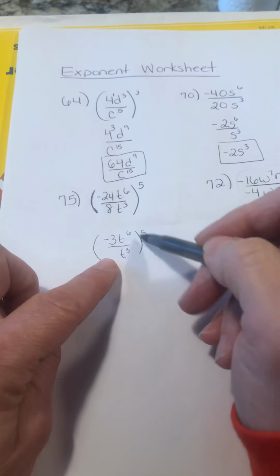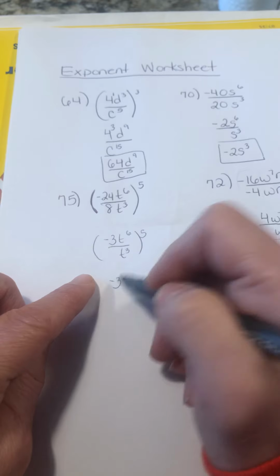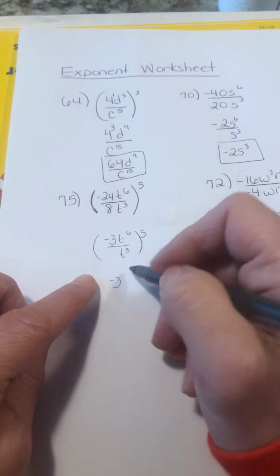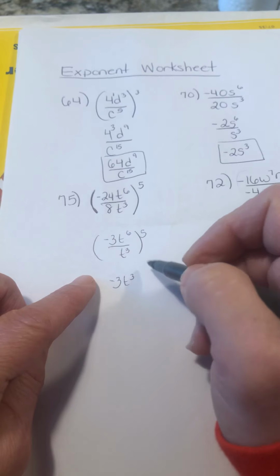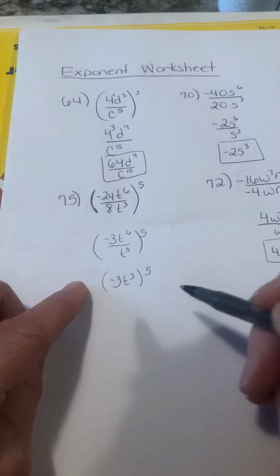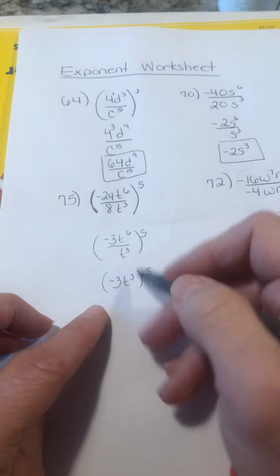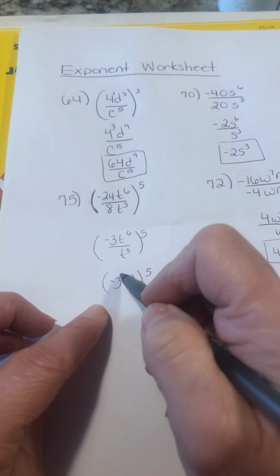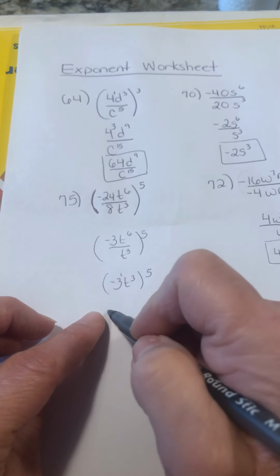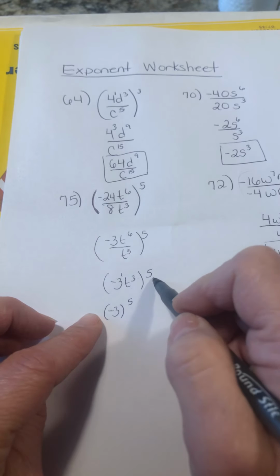So now I'm going to be working on simplifying t to the 6th over t cubed. So I still have my negative 3. The difference between 6 and 3 is 3. This is more, so it's going to go on the numerator. And I'm raising all of this to the 5th power. So now we have something a little bit different here than we worked on before. That negative 3 has an exponent of 1. So I have negative 3 raised to the 5th, t cubed raised to the 5th.